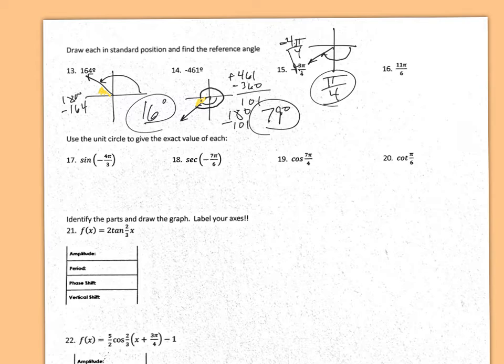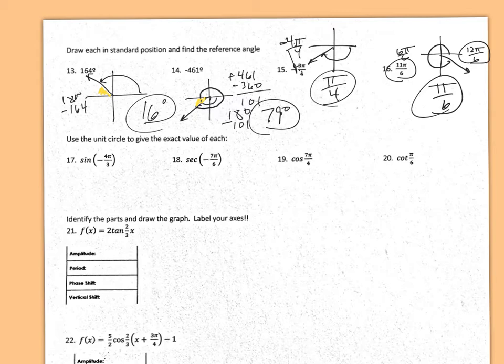11 pi over 6. Well, this would be 6 pi over 6. Double that, this would be 12 pi over 6. But we're also going, oh no, it's positive. Sorry, I don't know why I thought it was negative. So we're not going quite all the way around. We're going right to here. So how far is 11 pi over 6 from 12 pi over 6? 1 pi over 6. Radians, honestly, are usually a little bit easier to subtract, which is kind of nice.